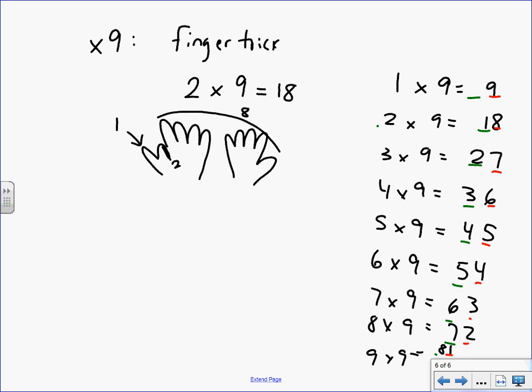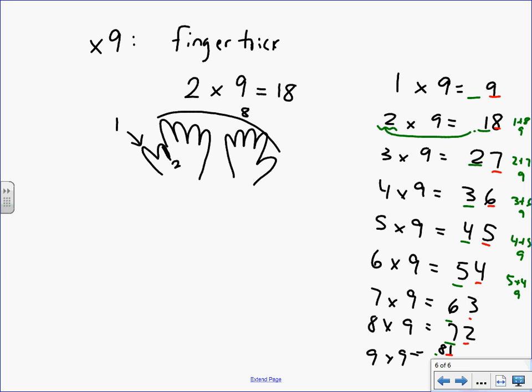So if I want to do 2 times 9, I know this is going to start with a 1. And when you do 1 plus 8, it equals 9. 2 plus 7 equals 9. 3 plus 6 equals 9. It's always going to give you 9. So that's another trick to remember.